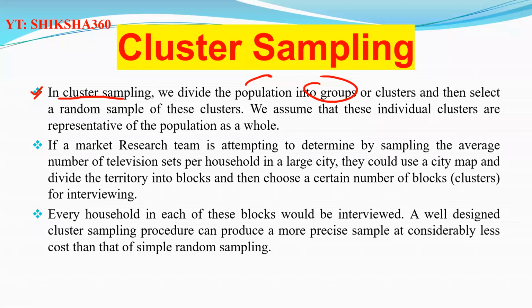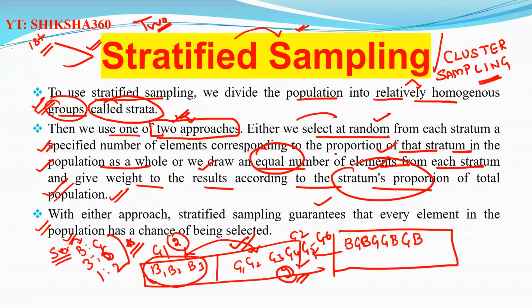So under cluster sampling, we divide the population into groups, and under the previous one, stratified sampling, we divide the population into relatively homogeneous groups. So please remember, this is the 1 mark question. We have been discussing for the last 20 to 25 minutes just for this 1 mark question.